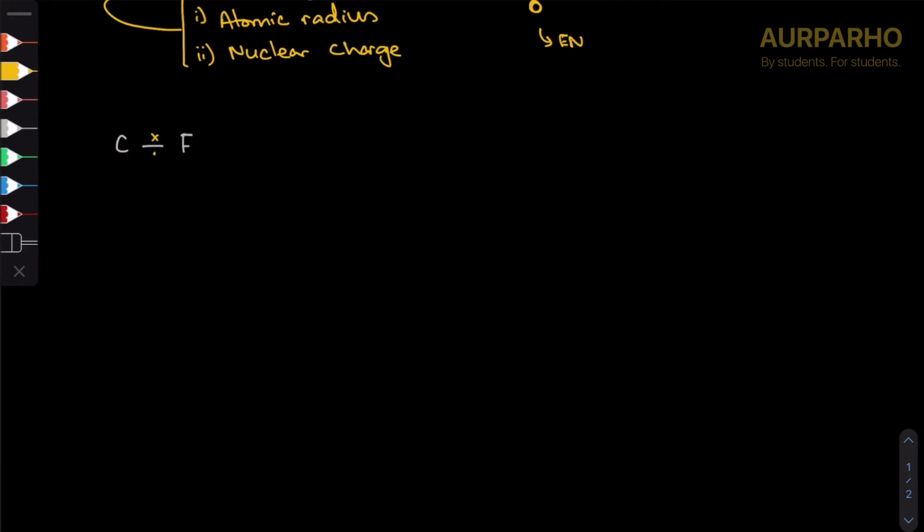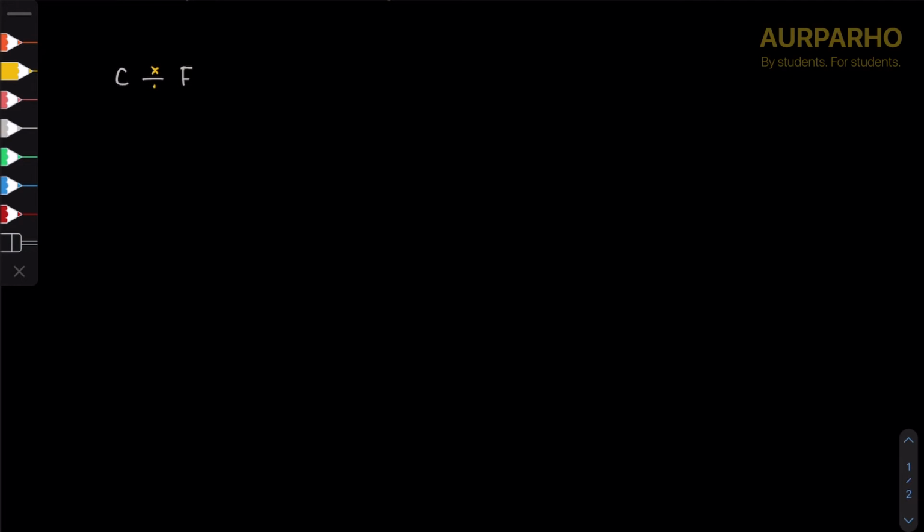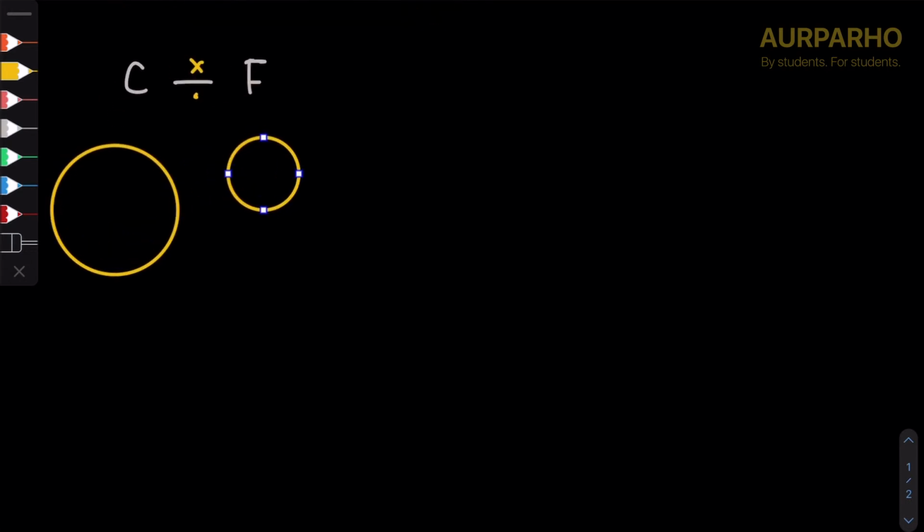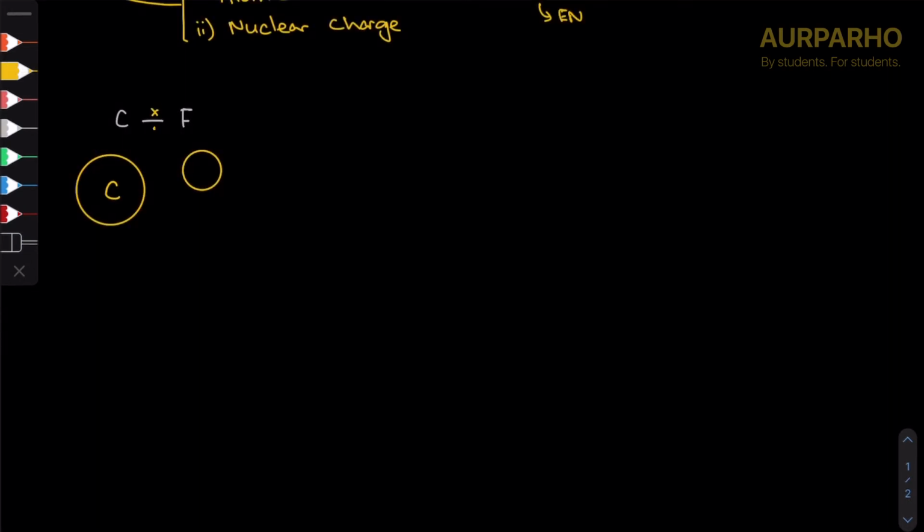bond. Now, if you look at the sizes and the charges on the carbon versus the fluorine atom, the carbon atom has a significantly greater atomic radius, so it has a greater volume and a greater size than the fluorine atom. And the carbon atom also has 6 protons in its nucleus, and a fluorine atom has 9 protons in its nucleus. So here you can see where I'm kind of going with this.